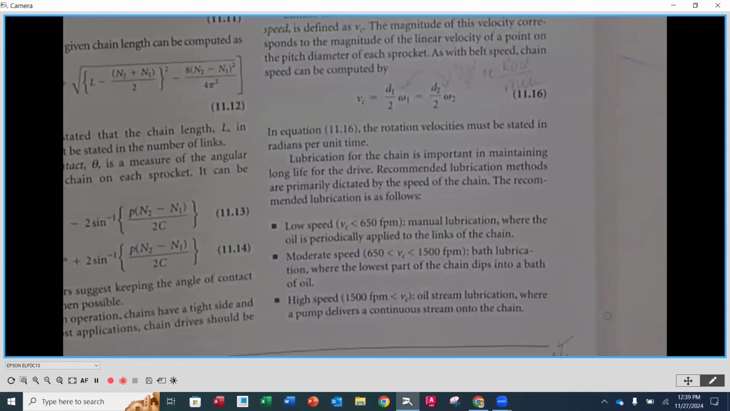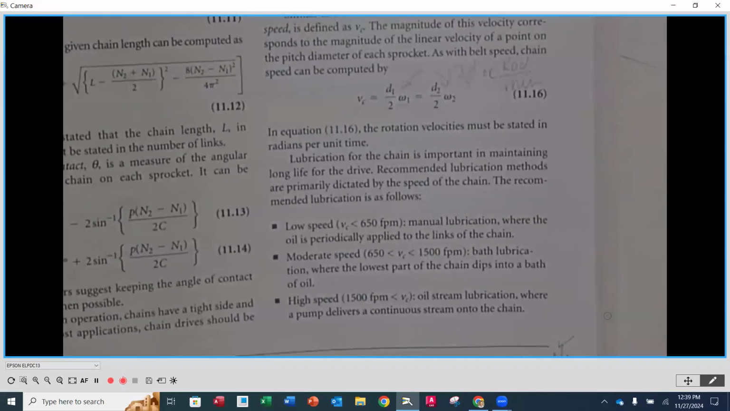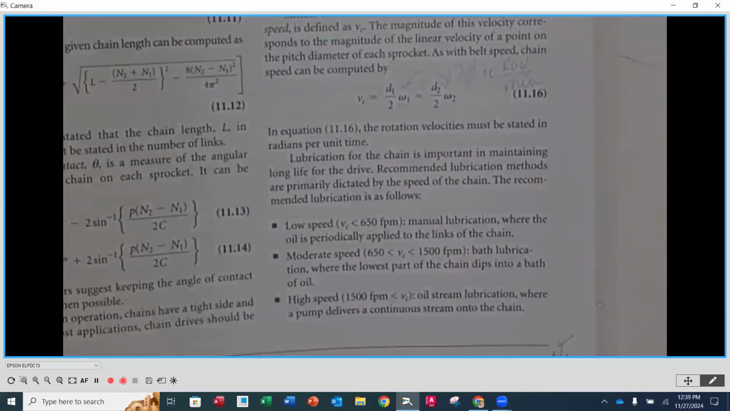Moderate speed, on the other hand, something running between 650 and 1500 feet per minute, is considered moderate, and then you want to design in a lubrication. Again, we are not at that point in the design process, but it's something to keep in mind. And lastly, anything over 1500 feet per minute needs to have lubrication on it constantly so that it doesn't wear out prematurely. Those are the classifications of the speed.